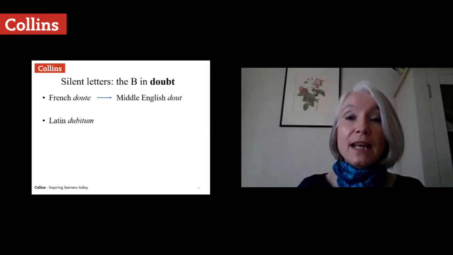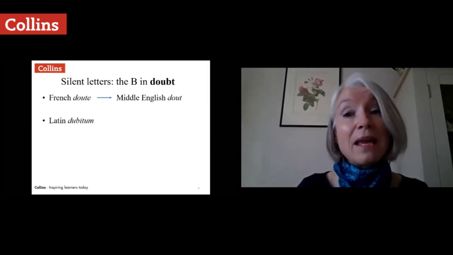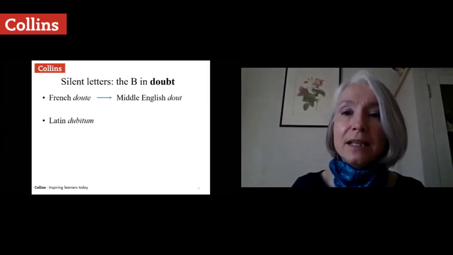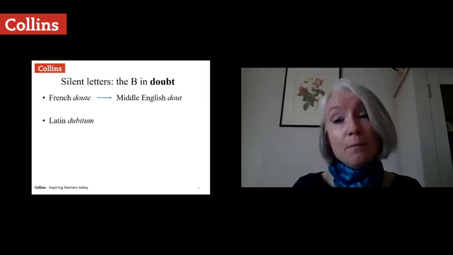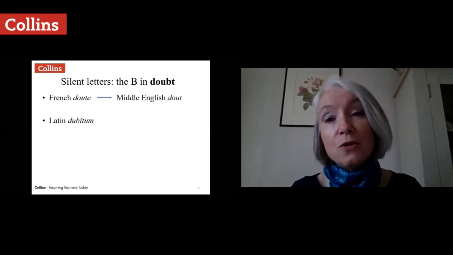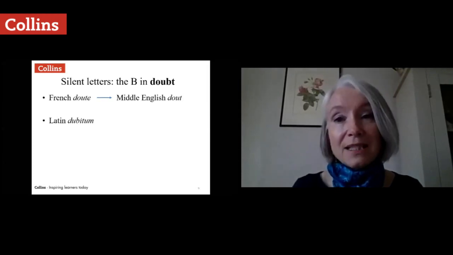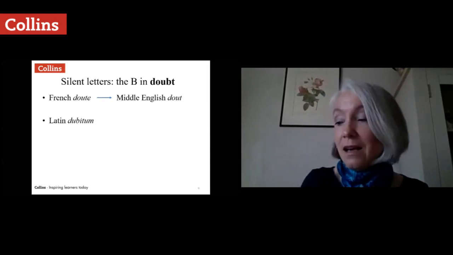In early modern English, the vowel sound shifted to doubt, but it's the spelling reformers who deliberately put the B in doubt to make it look like Latin, to make the word look posher, higher status, classier, fancier. So some of our silent letters are down to spelling reformers adding them in the 16th and 17th century, not to reflect the pronunciation, but to make English look fancier, higher class, higher status.